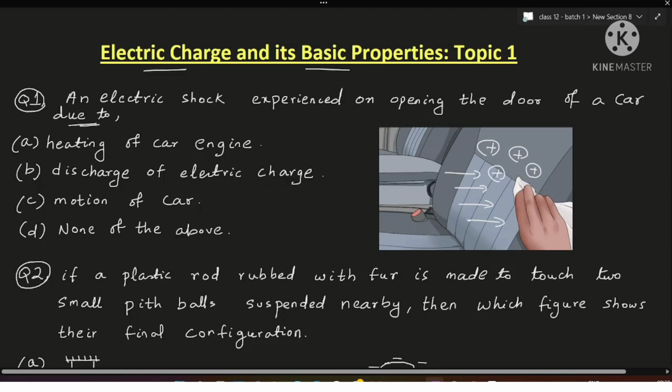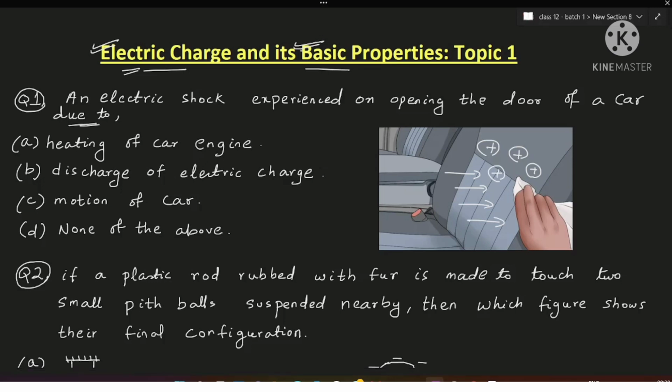Hello everyone. So today we are going to discuss some of the questions of electric charge and its basic properties. So as in today's class we have already discussed about electric charge, what is electric charge and its SI unit, and also different methods of charging a body, and also we have also discussed about the basic properties of charge. Okay, so let us solve some of the questions.